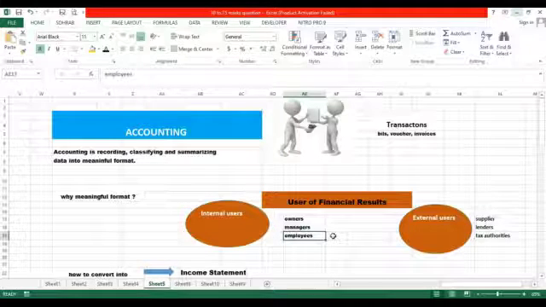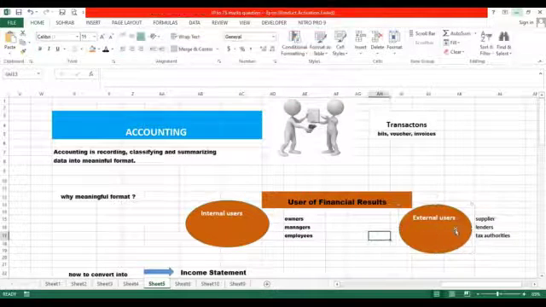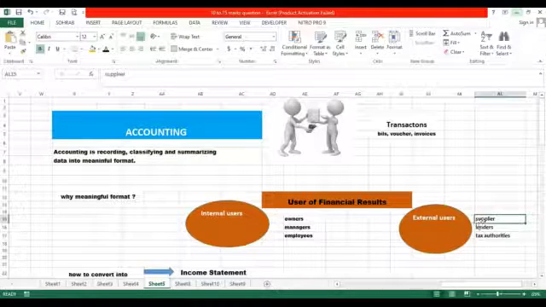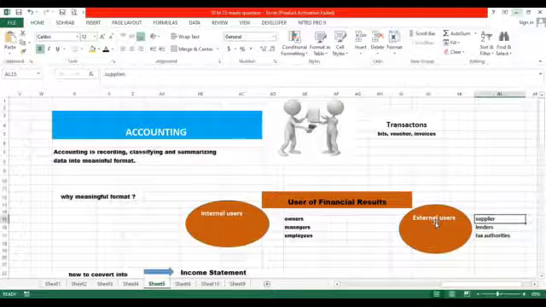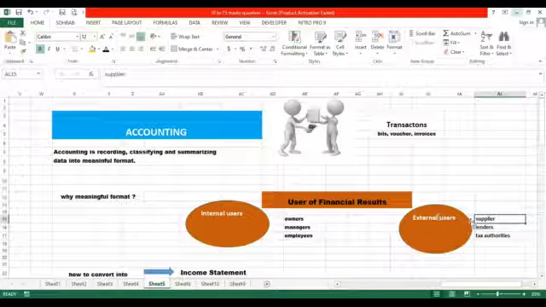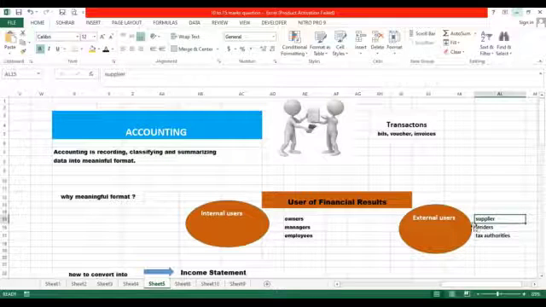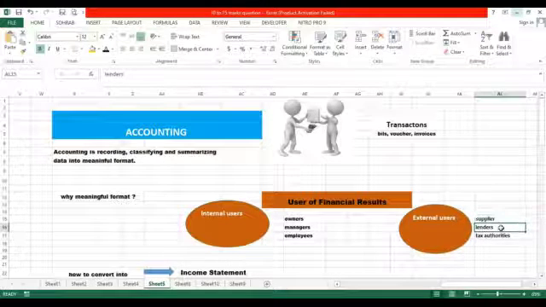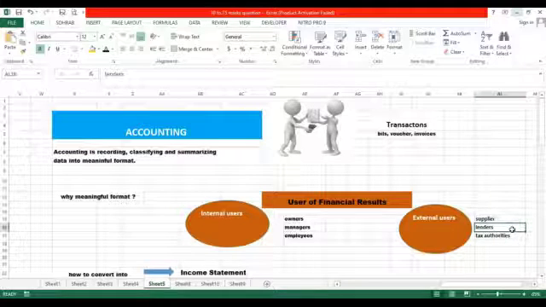Let's discuss external users and how they use our financial results and information. If he is a supplier who supplies goods on credit, he will see whether he should provide more goods on credit or not. He will look at our balance sheet and see how much money we owe. Will this company be able to pay back in the future or not? If he is a lender, he will decide whether he should lend more money to this company or not. If our assets are stronger than our liabilities, he may decide to lend us more, and such decisions are taken by the lenders.